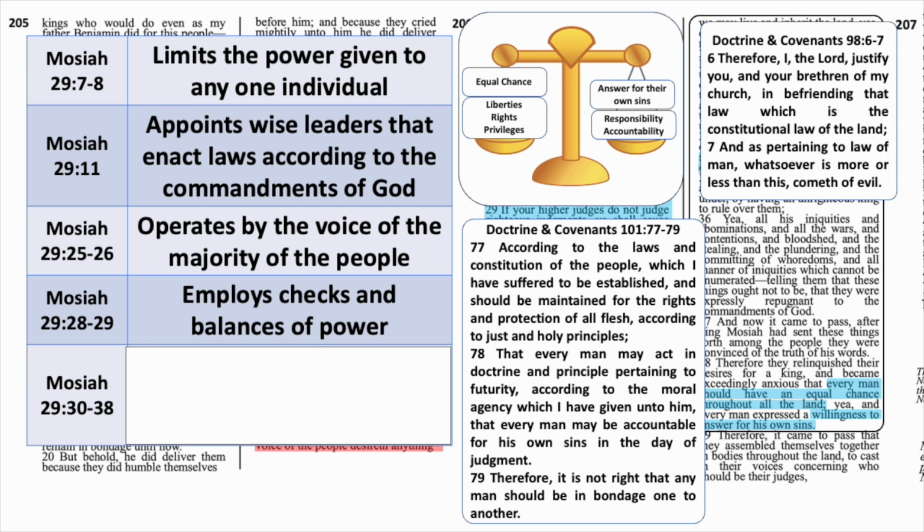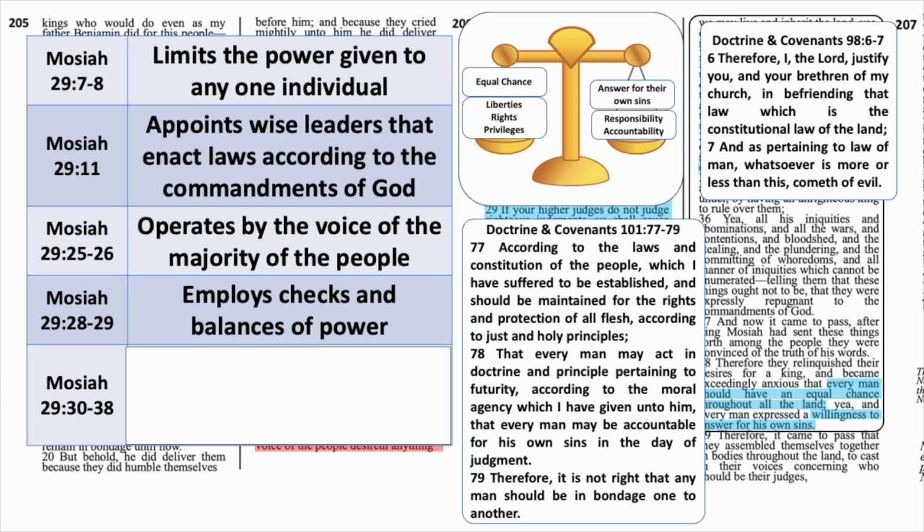That every man may act in doctrine and principle pertaining to futurity, according to the moral agency which I have given unto him, that every man may be accountable for his own sins in the day of judgment. Which side am I going to put that verse? Responsibilities. And then there's this interesting note here in verse 79.